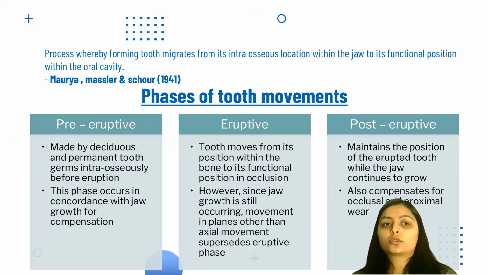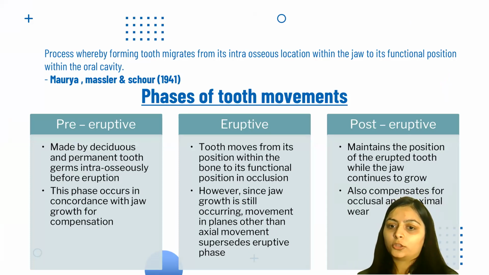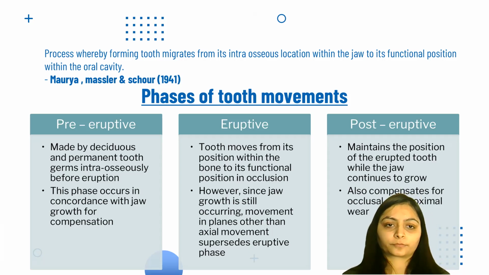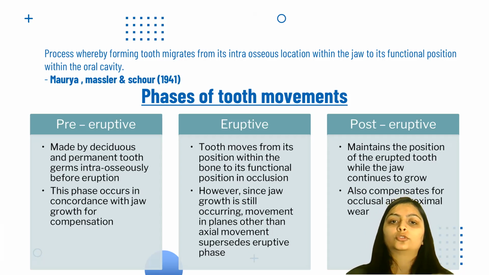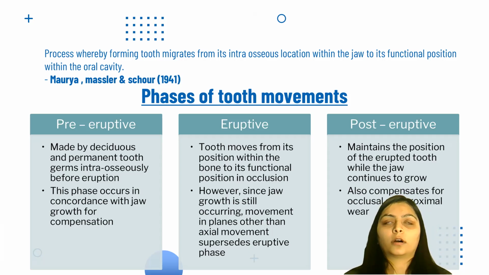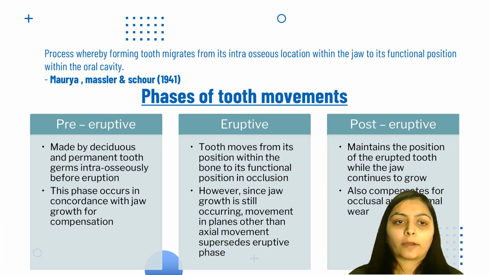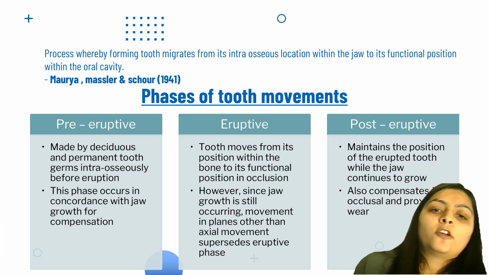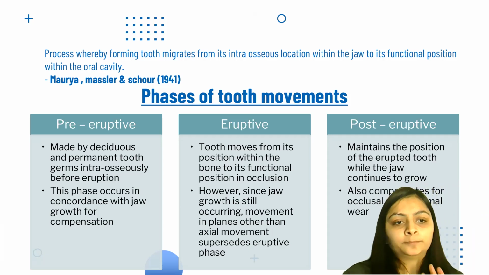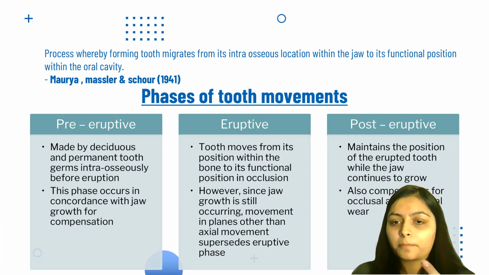It means the tooth forms within the bony cavity in the alveolar bone. Then it will migrate, it will move from its osseous location within the bone to its functional location, where it will help you to chew and perform other functions that the tooth has to perform in the oral cavity. The phases of tooth movement are three: first is pre-eruptive, second is eruptive, and third is post-eruptive.